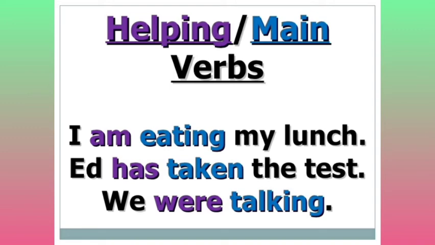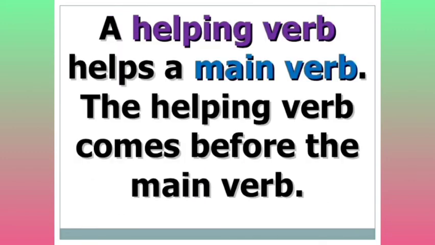Am belongs to the be family. Has, have family. And were, also be family. And the verbs written in sky blue color are main verbs. Eating, taken, talking. Okay, so I hope now you can differentiate between a helping verb and a main verb. A helping verb helps a main verb, and the helping verb always comes before the main verb.